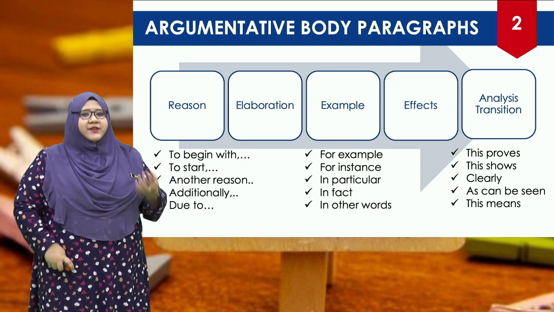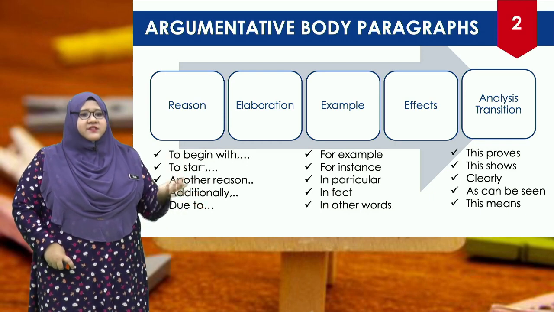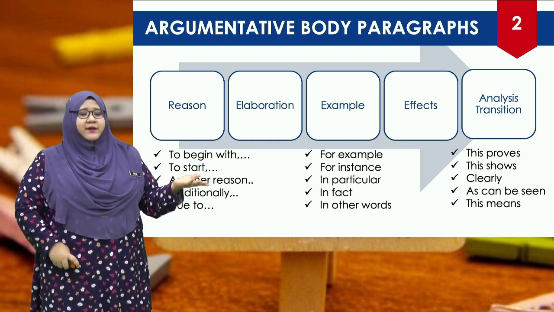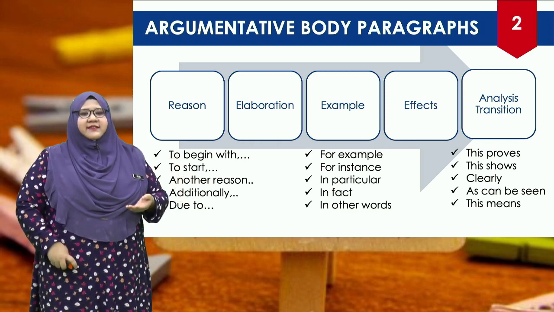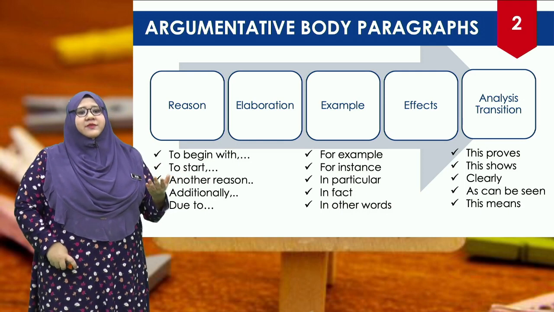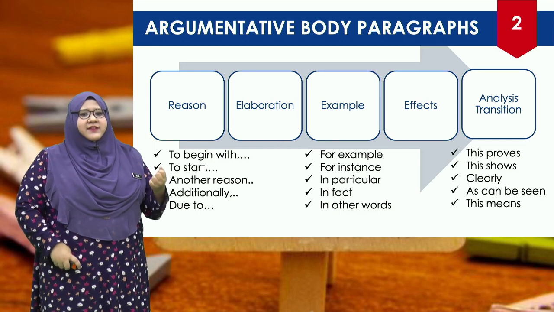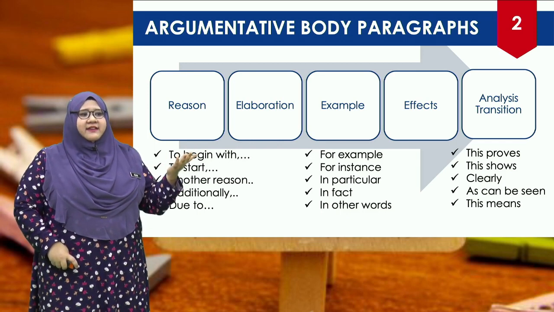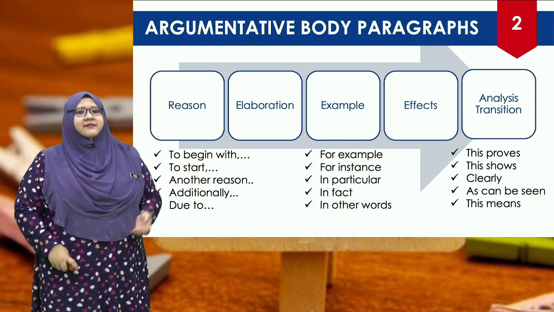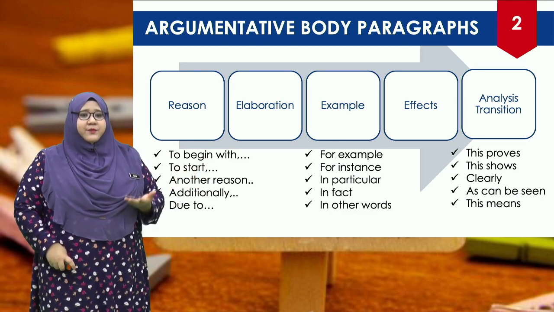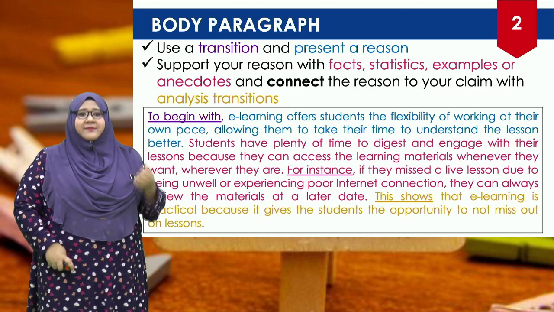After you have given your reason, after you have elaborated, what's the conclusion? This proves that you are correct. This shows, or clearly, or you can say as can be seen from the reasons and examples given, or you can also start your sentence with simply something like, this means that the argument is correct. That's it for argumentative body paragraphs. So how do we go about writing this?